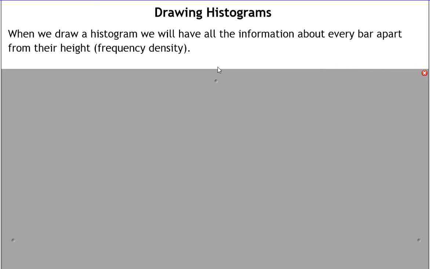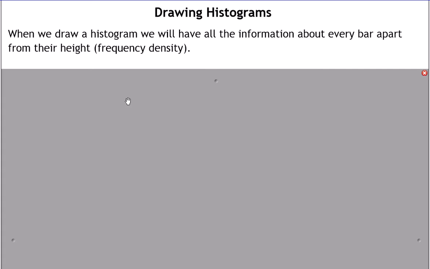That when you draw a histogram in an exam or whatever, you will have everything you need to know apart from the height of the bar. Remember, the height of the bar is called the frequency density. If you've forgotten why that is, go back to the last video. It's not that important, to be honest though.